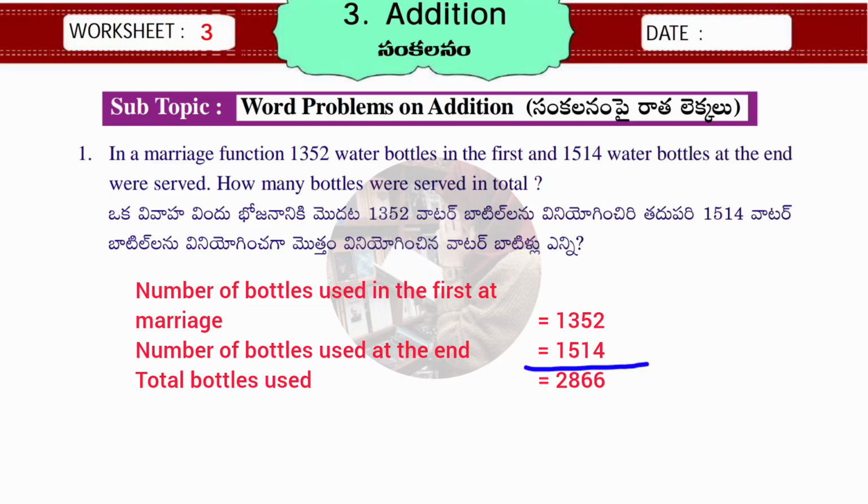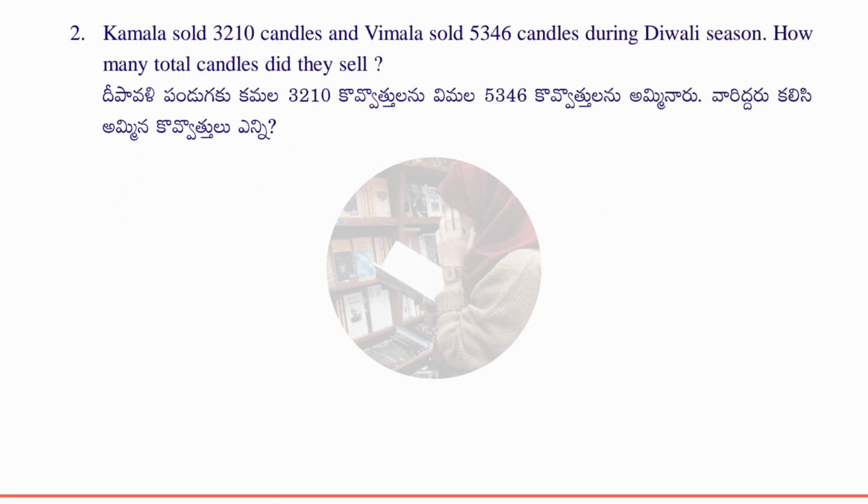Understood, guys? Now we'll move to the second question, which is: Kamala sold 3210 candles and Vimala sold 5346 candles during Diwali season. How many total candles did they sell? Okay, during Diwali season, Kamala and Vimala sold different numbers of candles. So the question is, we have to say how many total candles they both sold. Okay, let's see the answer.